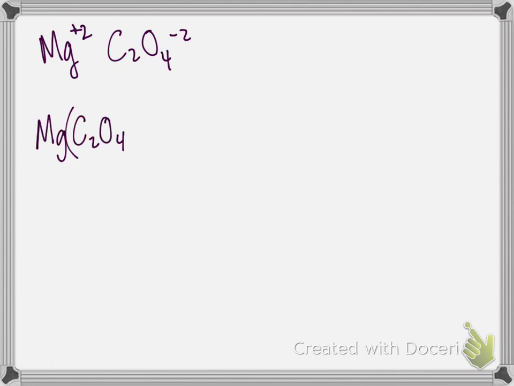MgC2O4. Remember this C2O4, that is oxalate. That's its identity. Do I need to include parentheses here? Give me a confident yes or no. No, because there's only one of them. I only need one of those oxalate. So no, I don't.